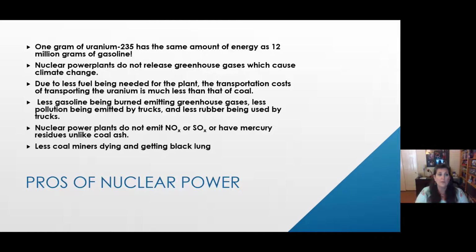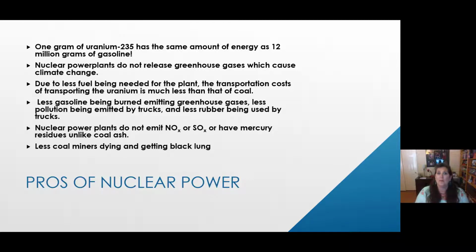So some of the pros of nuclear power. 1 gram. That's a tiny amount, about the size of a piece of gum. A gram of uranium-235 has the same amount of energy as 12 million grams of gasoline. Nuclear power plants do not release greenhouse gases, which cause climate change. Yay, that's great! Due to less fuel being needed at the plant, the cost of transporting the uranium is much, much less than that of coal.